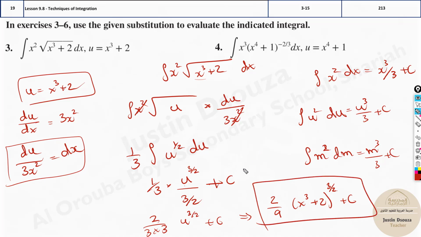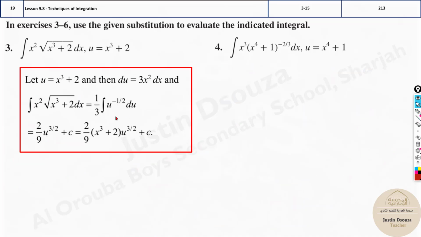You need to substitute whatever you assumed initially. So that would be your answer. Let's just look into the answer. Okay, I just realized the error over here. See, this much is correct: 2 by 3 u to the power 3 by 2 plus c. Here, wherever u is there, you need to substitute it, and this is not there. Okay, this power is for this.